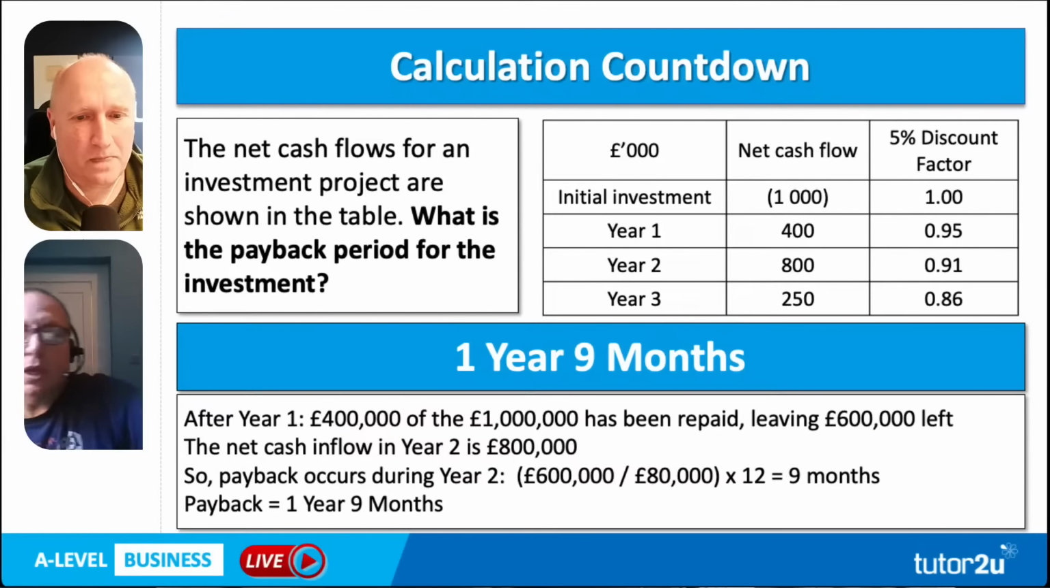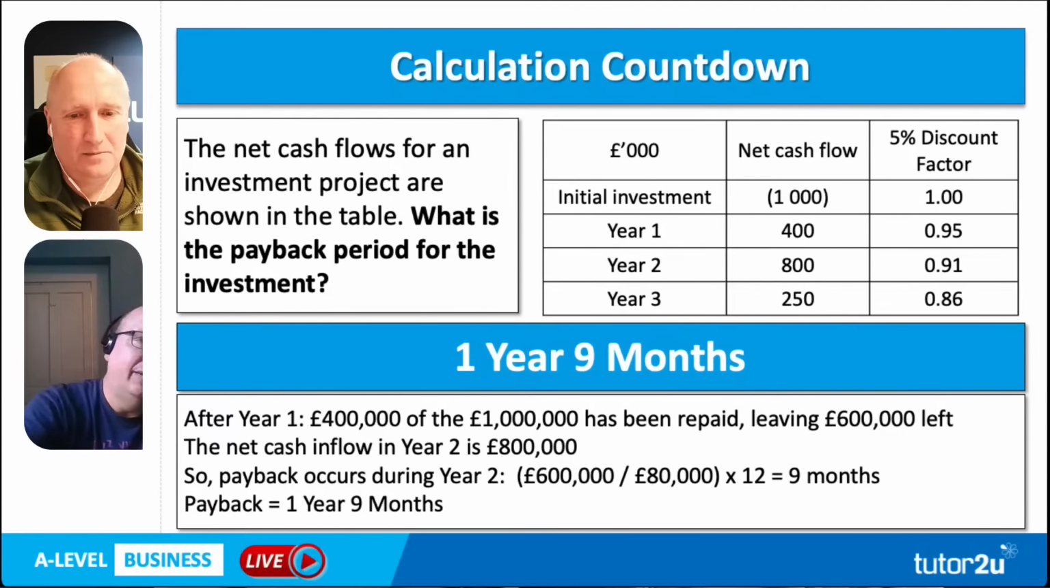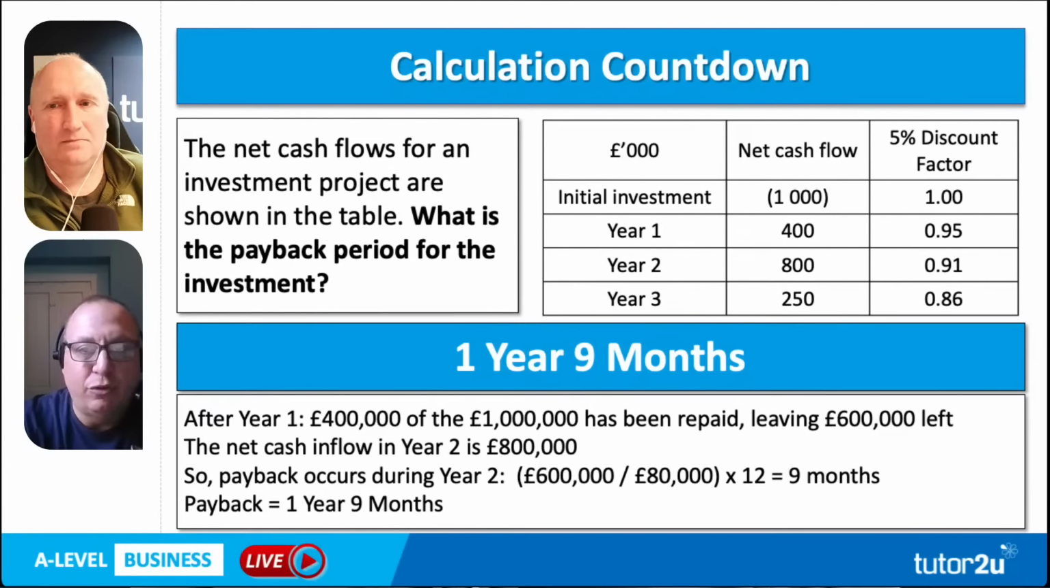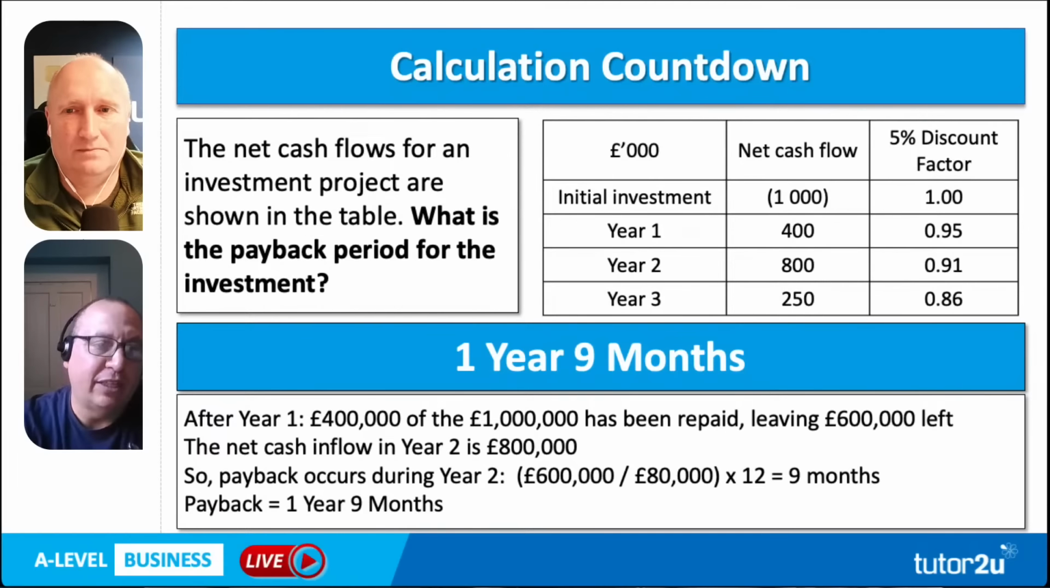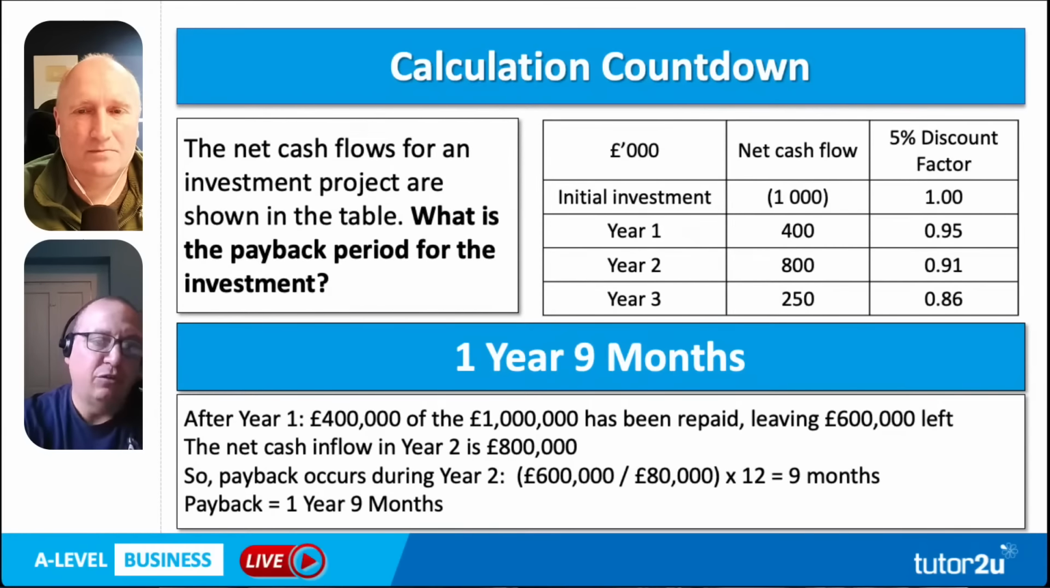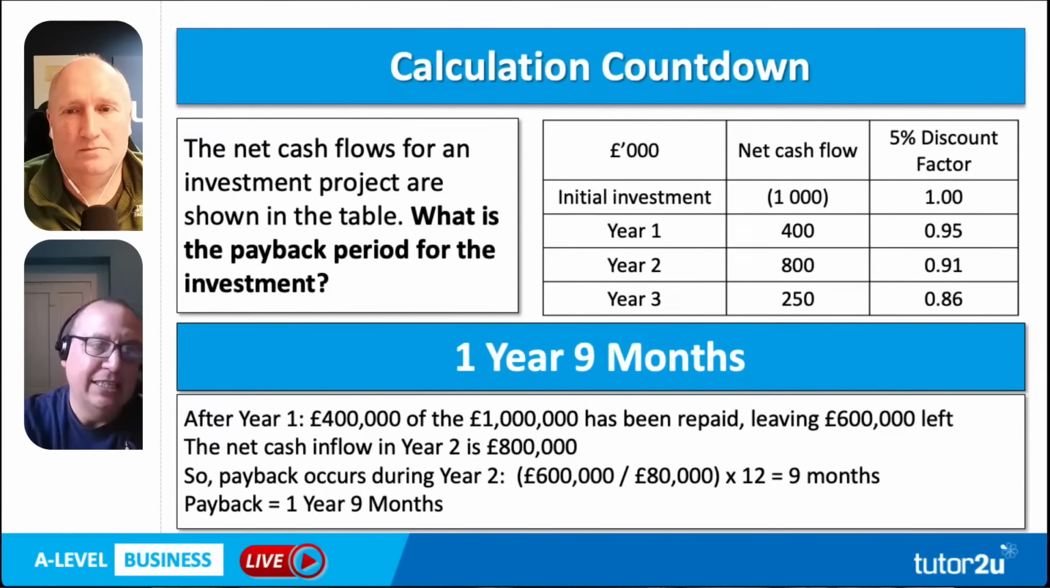So we know after year 1, £400,000 being repaid, that leaves £600,000. So payback must occur just after that. The net cash flow in year 2 is 800,000. So the 600,000 divided by the 800,000 times 12 is 9 months. So payback is 1 year and 9 months.